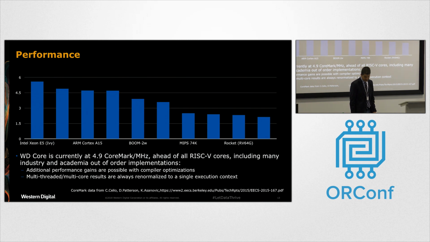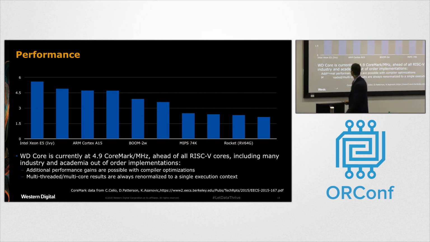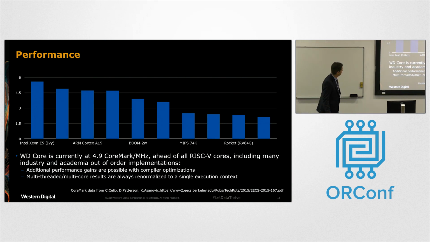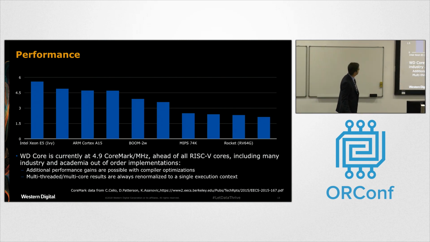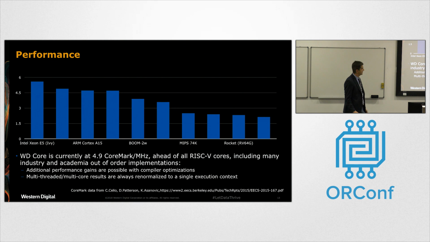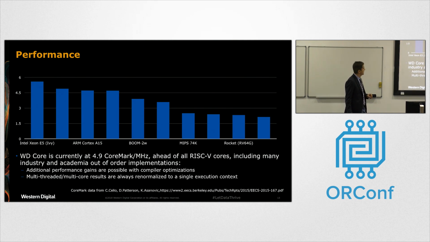Like every other entry on the x-axis is missing. Okay, so the second bar is Western Digital Core. The WD core is currently at 4.9 CoreMark per megahertz, with the caveat that this result is obtained using 2048 BTB entries for the branch prediction. So you get a nice result.